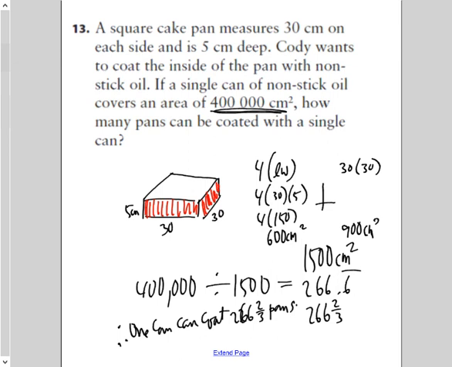Okay? Does that make sense? The walls of the pan are this much surface area. The bottom of the pan is this. So one pan has this much surface area. If you take how much one can coats, divided by the surface area of each pan, that tells me you can do 266.6 repeating, or 266 and 2/3 pans.